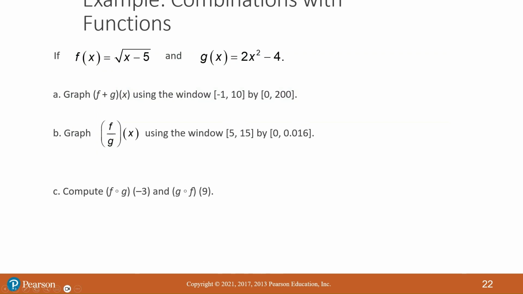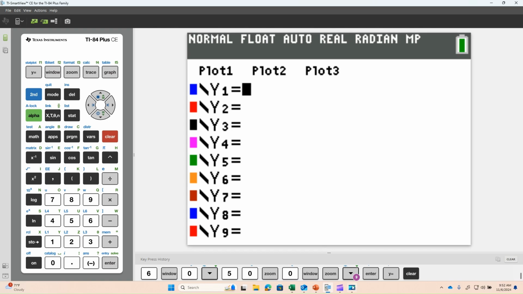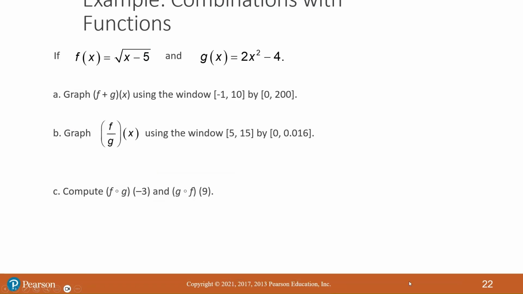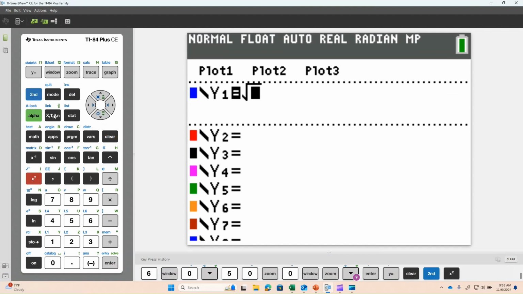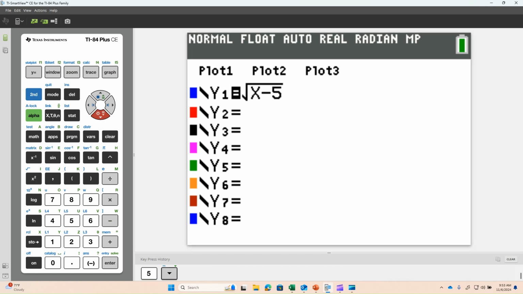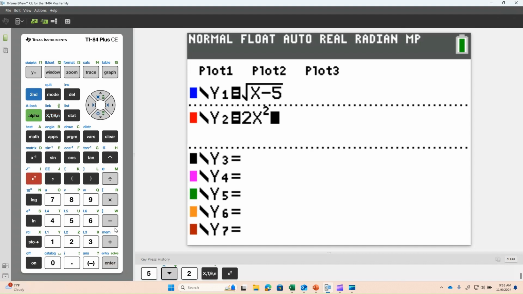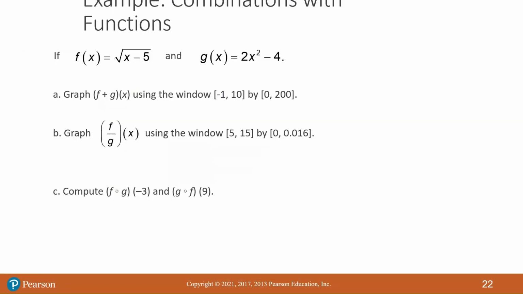Okay, the way we start this is we start by just graphing the functions. So I'm going to let f of x be y1. So I'm going to go y equals, figure out the original y1 here, and I need to input the square root of x minus 5. So second square root of x minus 5. Then in y2, I'm going to input my g of x, which is 2x squared minus 4. Sure, I read that right. 2x squared minus 4. Okay, so my f and my g are now entered in here.